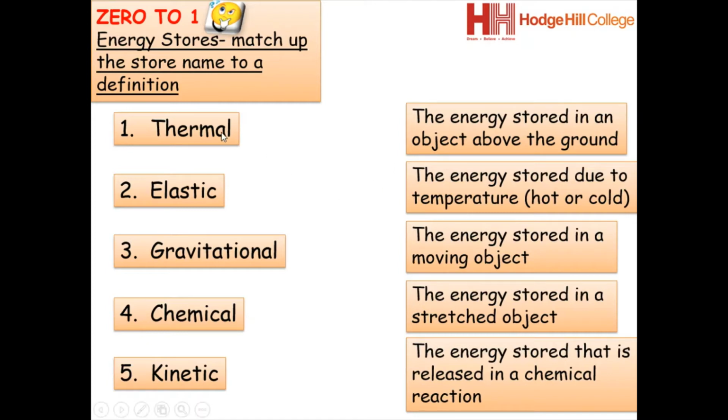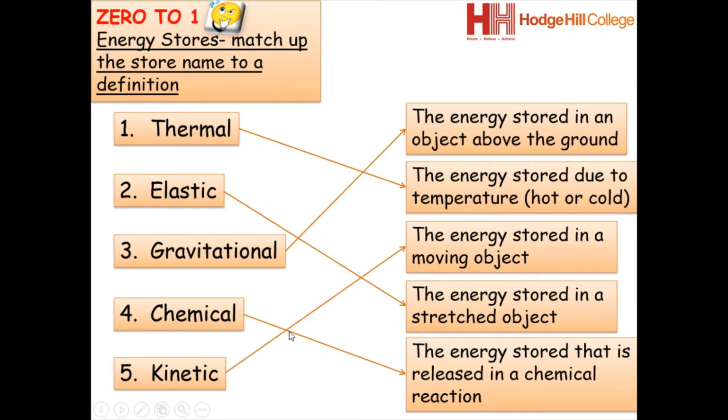Okay, so the thermal energy store is the energy stored due to temperature. It can either be heat, hot or cold. Elastic is the energy stored in a stretched object. Like I said, think about elastic bands. Gravitational is the energy stored in an object above the ground. Chemical is the energy stored that is released in a chemical reaction. Kinetic is the energy stored in a moving object.